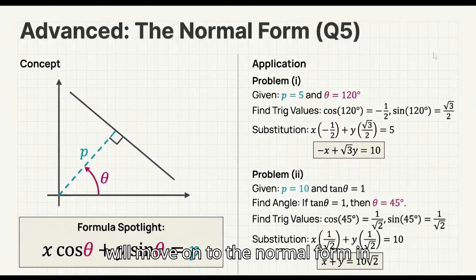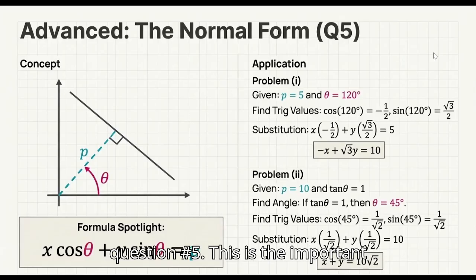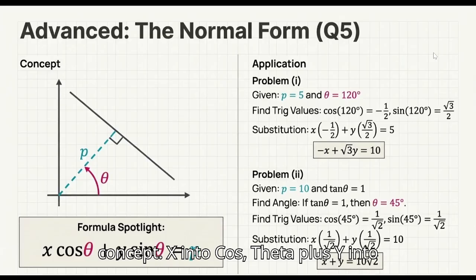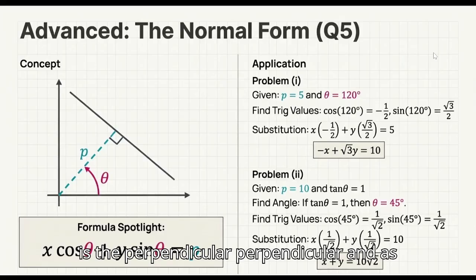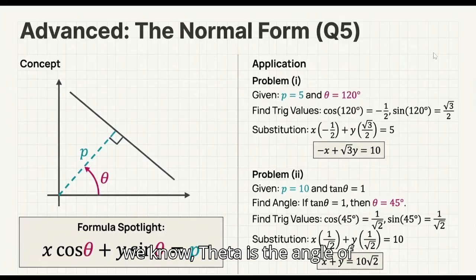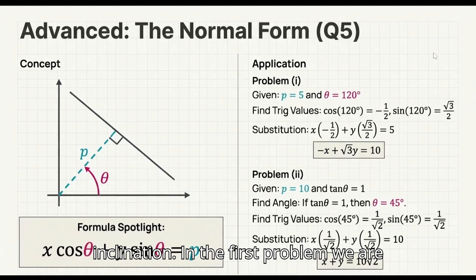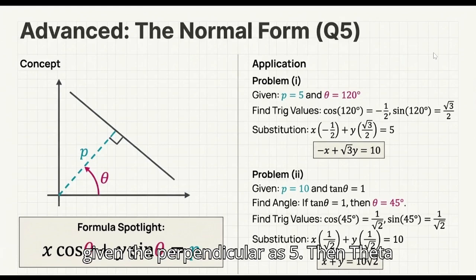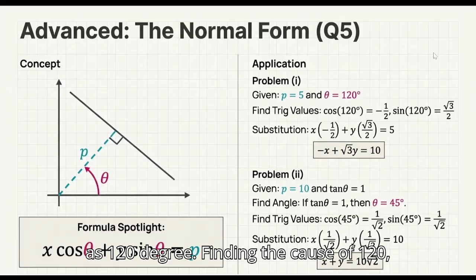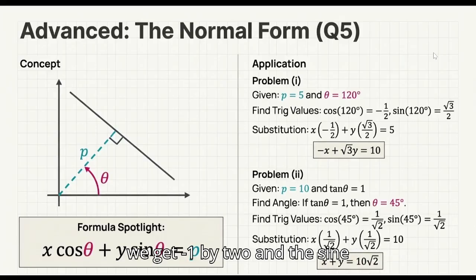Now we will move on to the normal form in question number 5. This is the important concept: x into cos theta plus y into sin theta is equal to p, where p is the perpendicular and, as we know, theta is the angle of inclination. In the first problem, we are given the perpendicular as 5 and theta as 120 degrees. Finding the cos of 120, we get negative 1 by 2 and the sine of 120 is root 3 by 2.